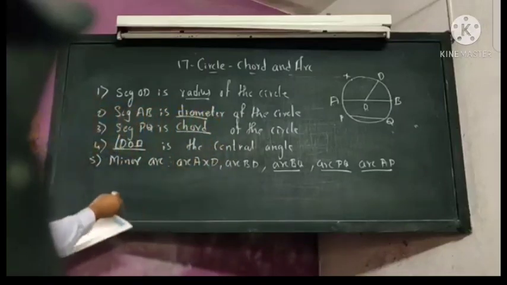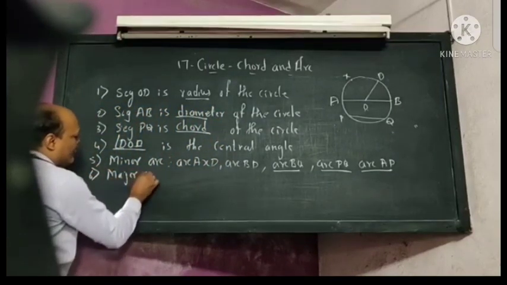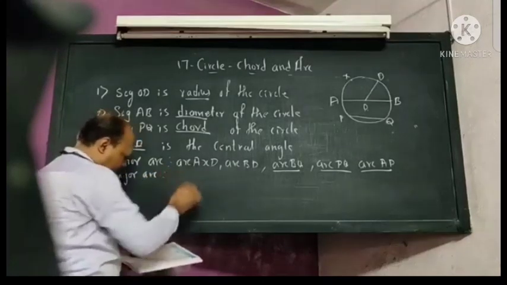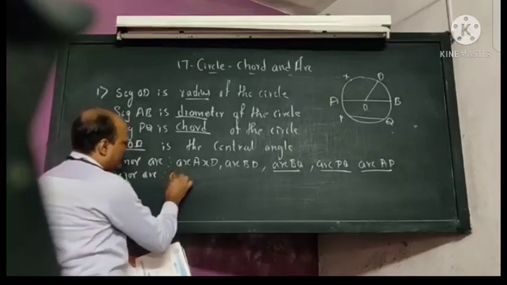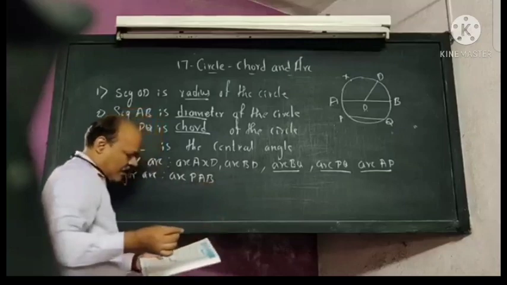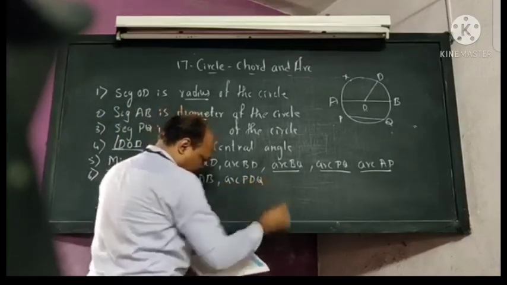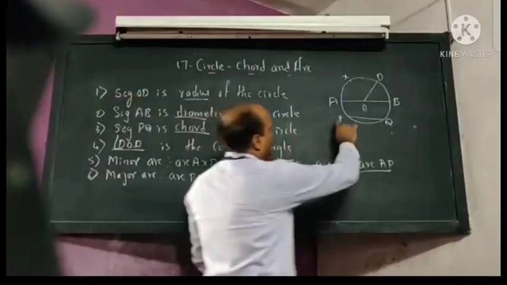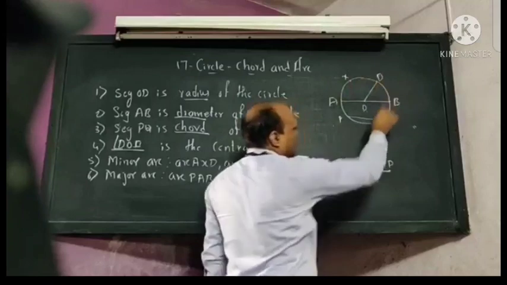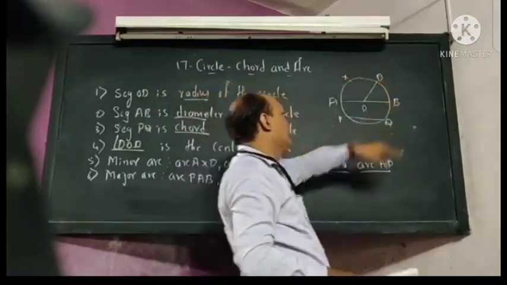Now the next one is major arc. Two are already given to you: arc PAB and arc PDQ. PAB is more than 180. A to B is a semicircle form, and it starts from P. That is, PAB is a major arc.